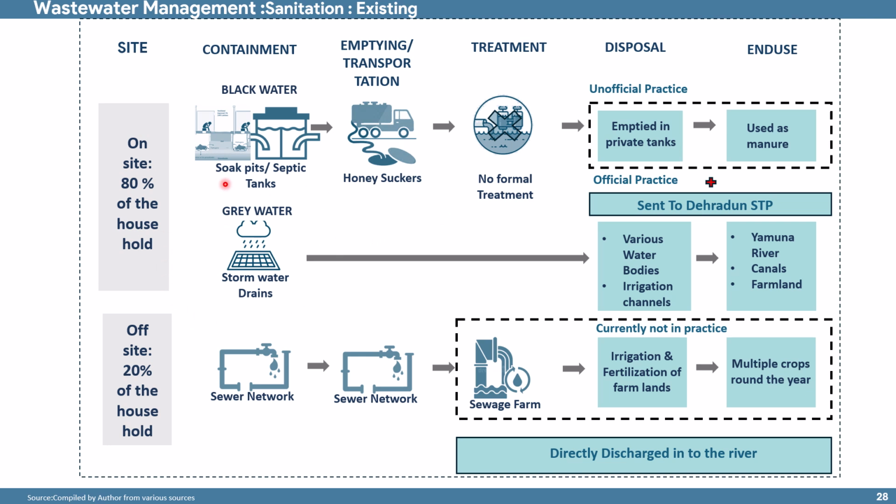As for the grey water system, it is unofficially dumped into the irrigation channels and freshwater and stormwater drains, therefore ending up in the river and causing river pollution. The off-site sanitation is almost 15 to 20%. Currently, through a sewer network, it officially used to reach a sewage farm, and this wastewater was then used in agriculture for ploughing of the land. But currently this is not in practice, and therefore it is being discharged directly into the river.